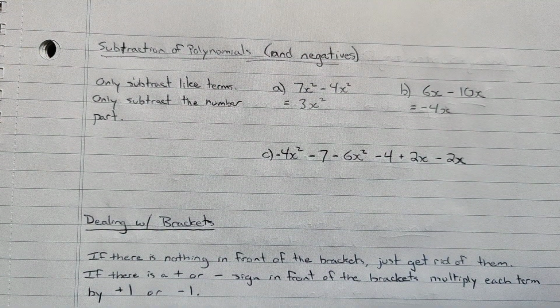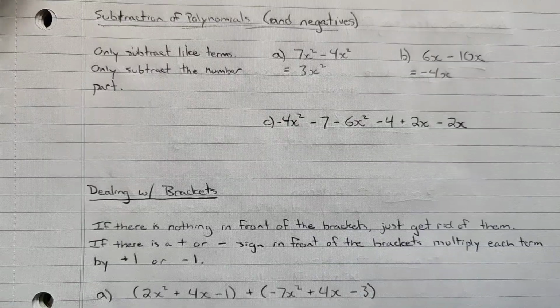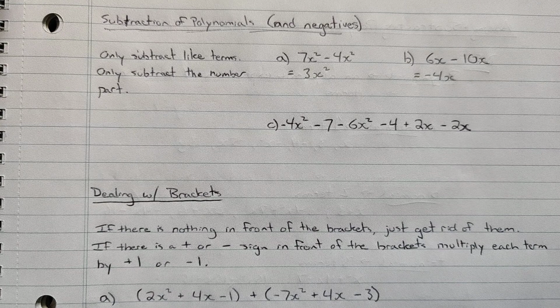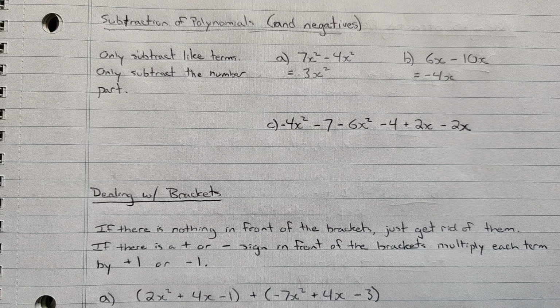So we just worry about the number portion, and then the variable portion stays the same. Now here's a bigger one. We got a few more terms. It's 6 terms in there, and we have some like terms. Now when you have something bigger like this, there's 2 methods that you could use to work with this.